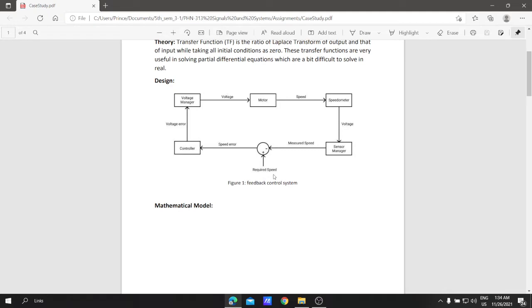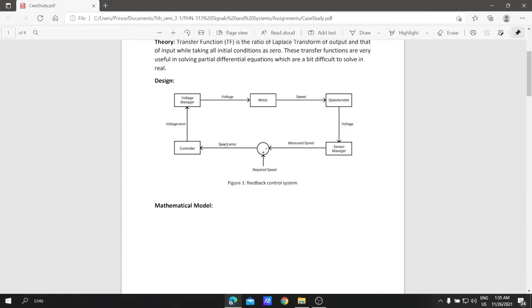Moving to the design, we'll have a motor whose shaft speed will be tracked by a speed measuring sensor. For example, we have taken a speedometer. This sensor will send the voltage at which the shaft is rotating to the sensor manager, which reads the voltage and produces a meaningful measured speed.